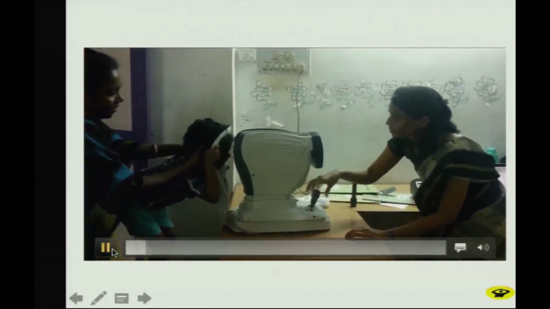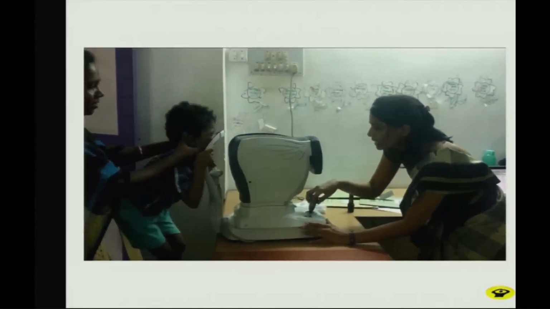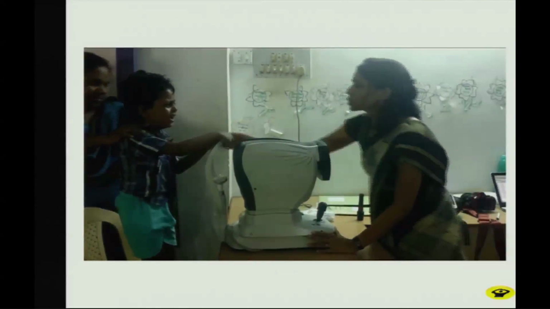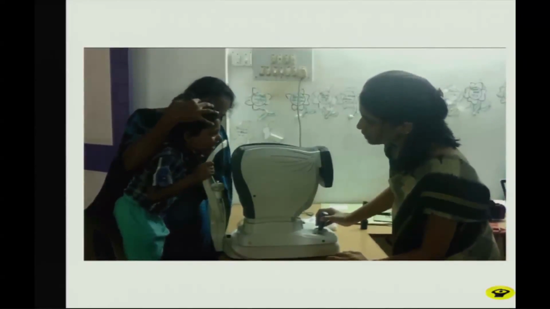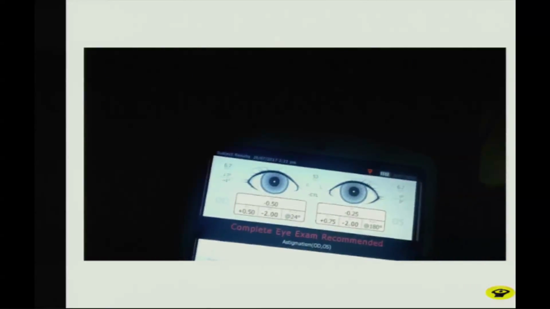This video shows us that the child is quite uncooperative. He's not able to understand how to place his chin on the autorefractometer, and we could not get the readings right. The child is again being shown. But in the spot, we see that the child is just made to sit at a 1 meter distance, and we immediately get a full reading with the complete eye examination recommended.